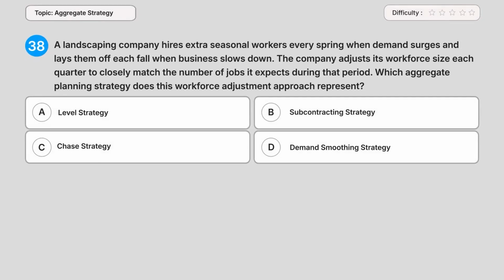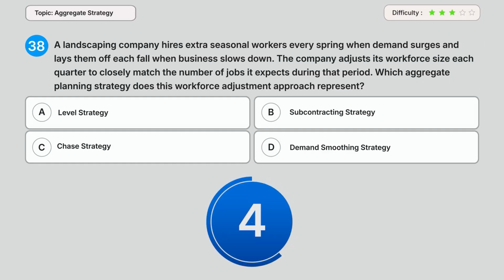38. A landscaping company hires extra seasonal workers every spring when demand surges and lays them off each fall when business slows down. The company adjusts its workforce size each quarter to closely match the number of jobs it expects during that period. Which aggregate planning strategy does this workforce adjustment approach represent? A. Level strategy. B. Subcontracting strategy. C. Chase strategy. D. Demand smoothing strategy. What do you think is the answer?